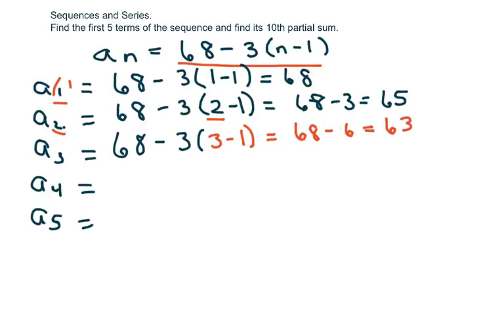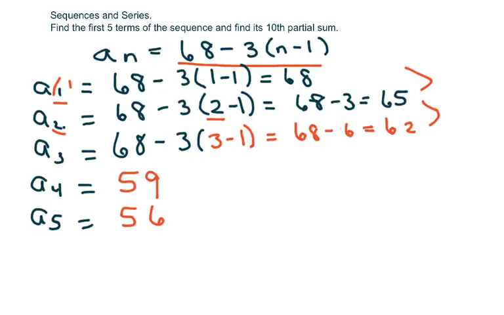And I think what you're going to find is that we keep going down by 3. We keep subtracting 3. So all we have to do is keep subtracting 3 here, and we'll get 60 here. 60 minus 3 is 57? All right, so you keep subtracting 3.